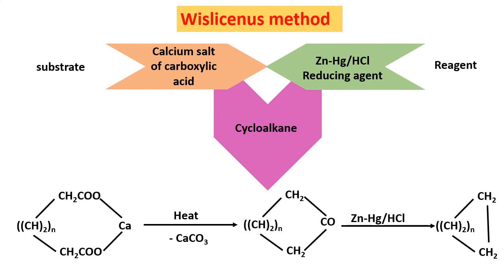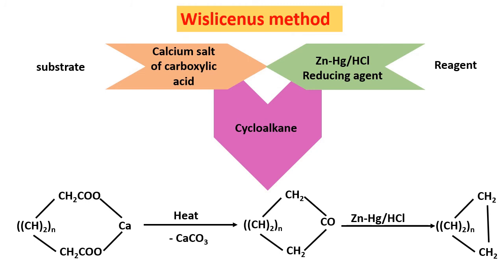In the Wislicenus method, the substrate used here is the calcium salt of a carboxylic acid. The reagent used here is zinc and mercury along with HCl. Basically it will act as a reducing agent. I have already told you that the agent which will cause oxygen to go out from a compound or which will cause hydrogen to go into a compound is known as a reducing agent. So you will see how it is able to do reduction.